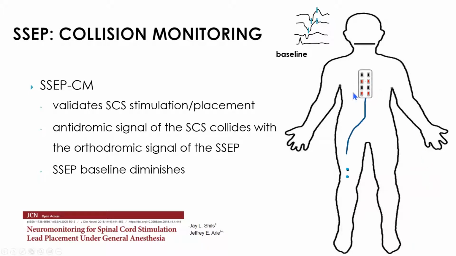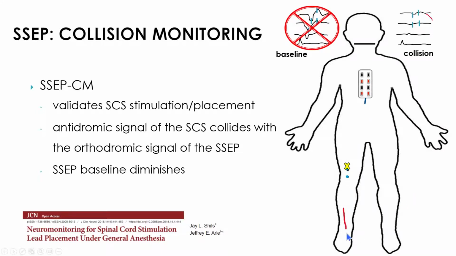The spinal cord stimulator is implanted and it puts off an antidromic signal. Antidromic means the opposite way of the way it's supposed to go. We stimulate at the ankle and that produces an orthodromic signal. Orthodromic means in the normal direction. And if we do it at the same time, because they're on the same path, these signals collide. When these signals collide, it blocks the SSEP and we cannot record the SSEP. That's called a collision study. If this is the case, we know the spinal cord stimulator is in the correct place.